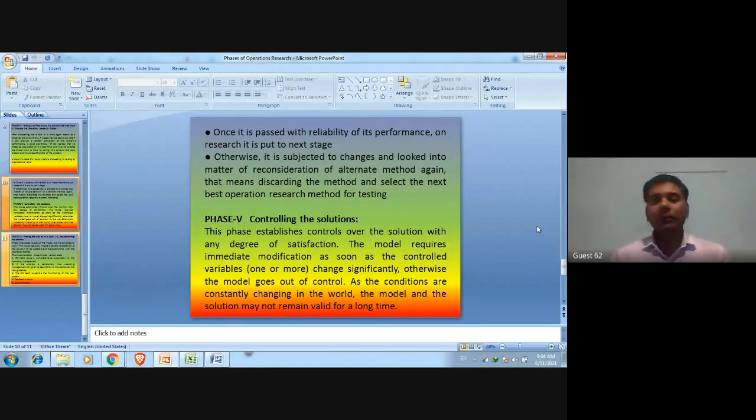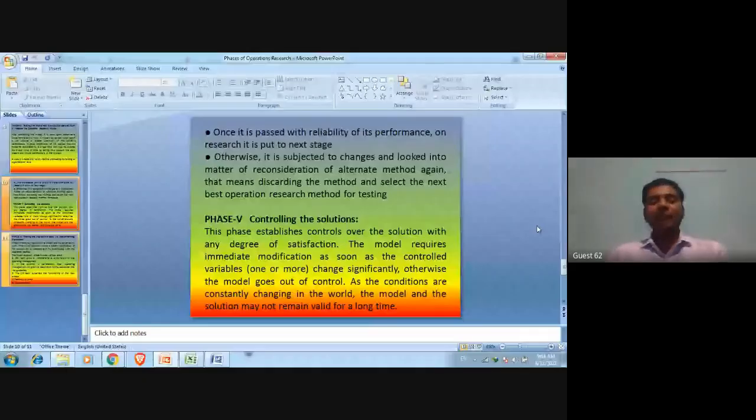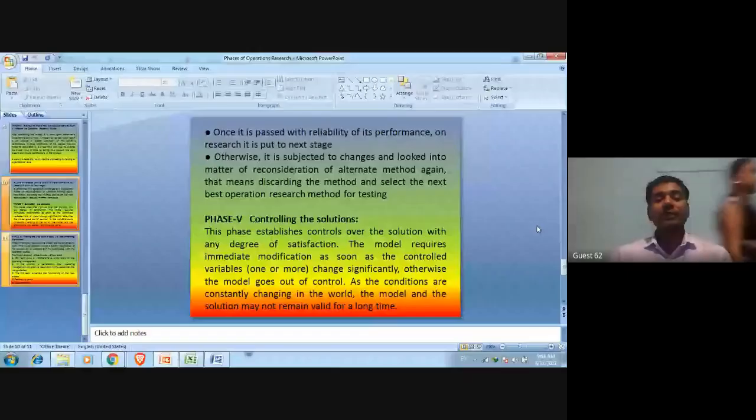be flexible, as you know that the conditions are always changing. The world is changing, conditions are changing, and time is changing. So it is always possible that the decision variables have some impact on your model. So your model should have some flexibility. That's why you are able to control your model. Okay. So that's why your model will run for a long time.